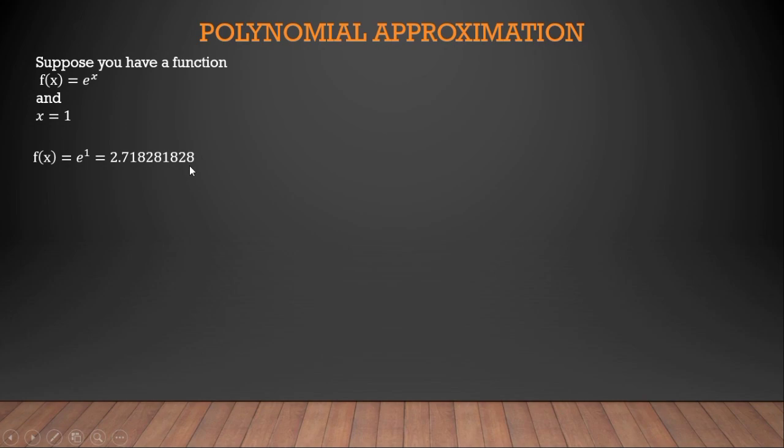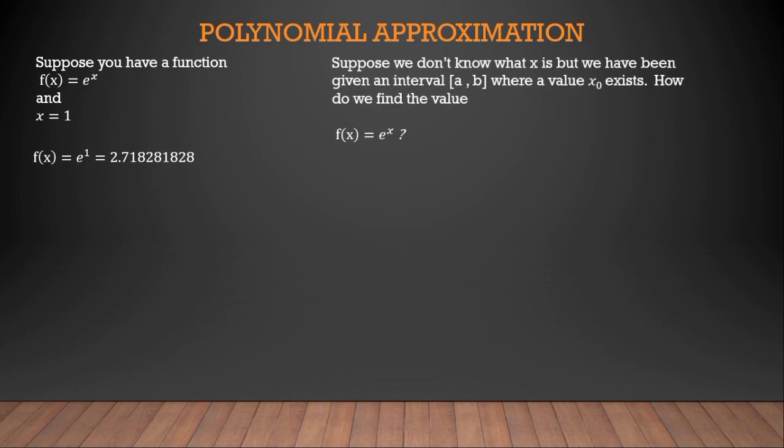But now, what happens if you don't have x, but we have been given a particular interval, a comma b, where a value x naught exists? Note that a comma b is an interval on the x-axis. So meaning we've been given a region within the x-axis where this function most likely lies. And then we've been given an initial value of x naught, right? How do we find the value of f of x equals e to the power x? Well, that's where Taylor polynomial comes in.